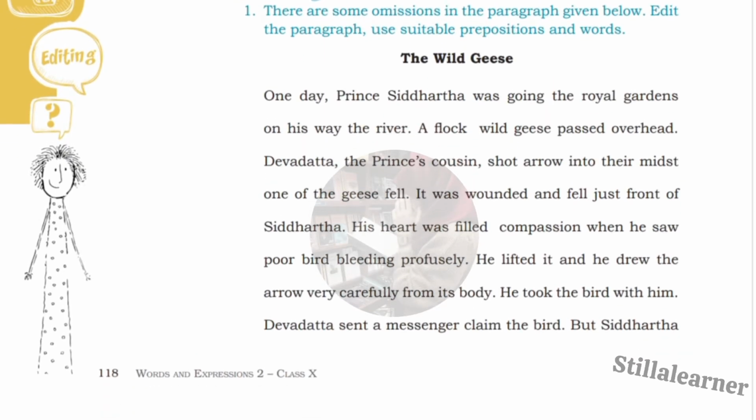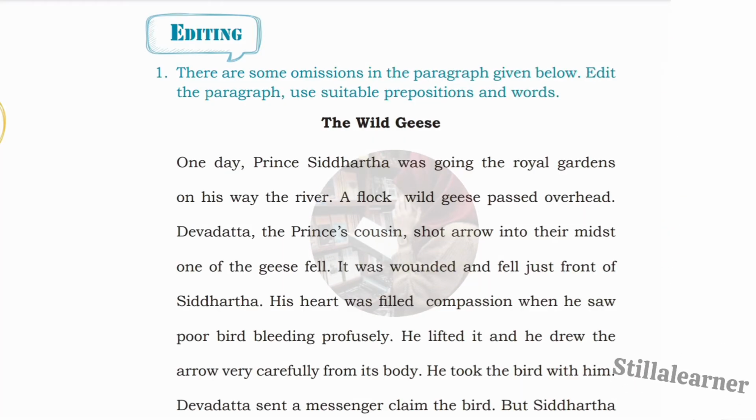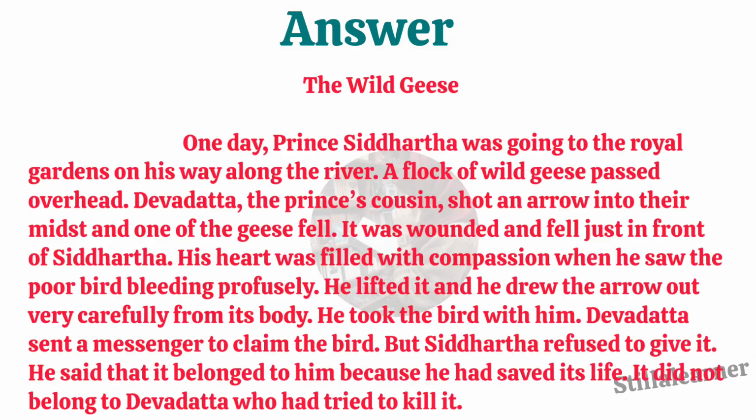Okay, let's move on to the next one, which is an editing part. Here, one paragraph is given. Now what we have to do? We have to edit this paragraph. There are some omissions in the paragraph. We have to edit it by using suitable prepositions and words. Here you go for the answer.